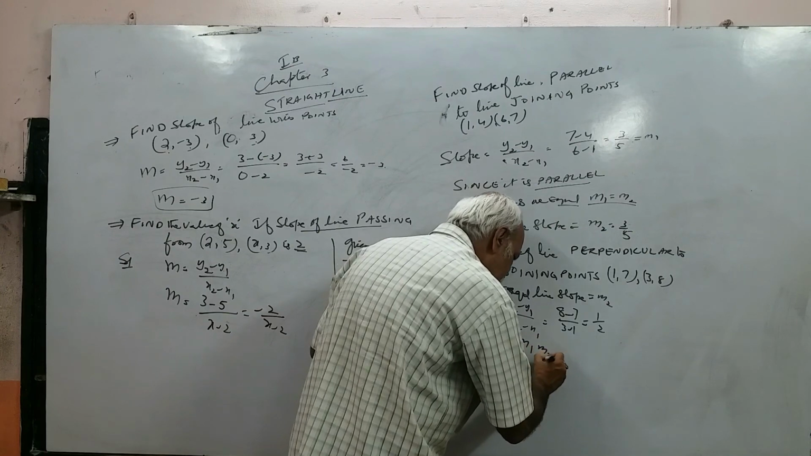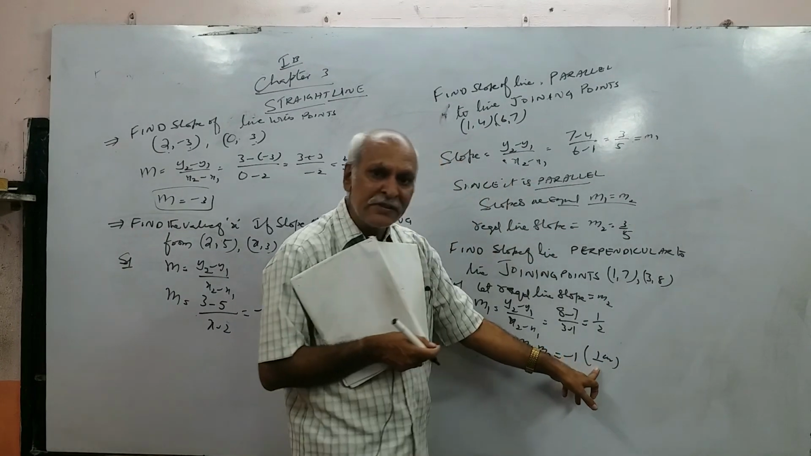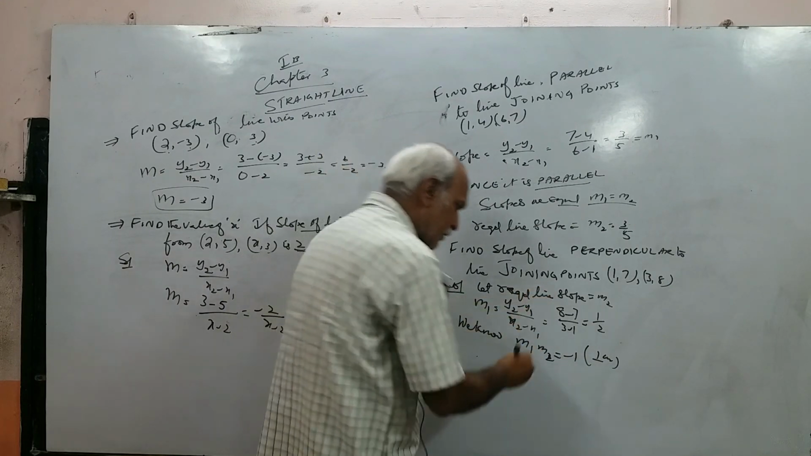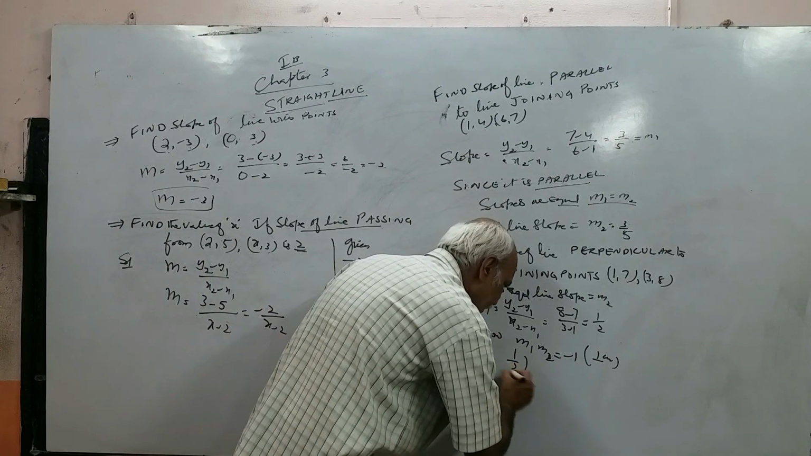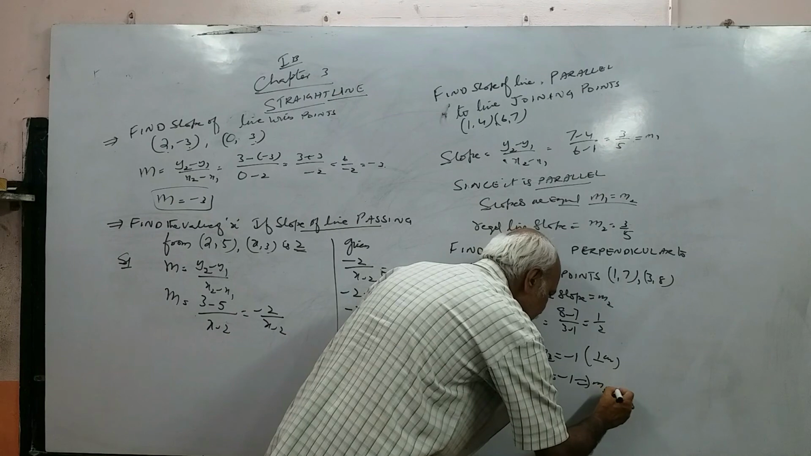We know M1 M2 is equal to minus 1 for perpendicular. If I write like that, this is a symbol for perpendicular. M1 M2 is equal to minus 1. Already we got M1. M1 is what, sir? 1 by 2 into M2 is equal to minus 1. Therefore M2 is equal to minus 2.